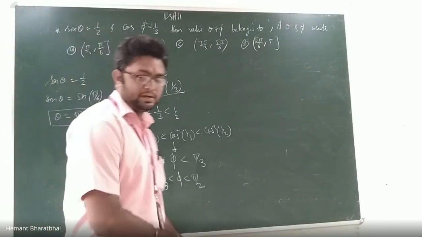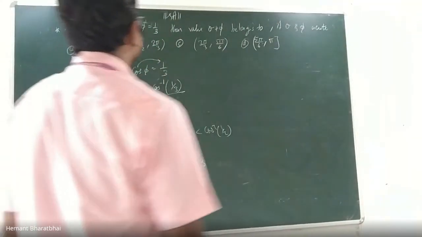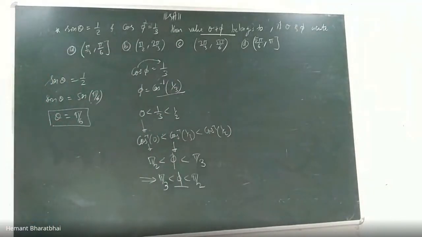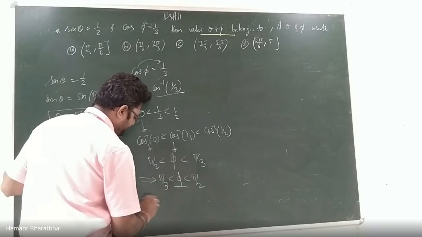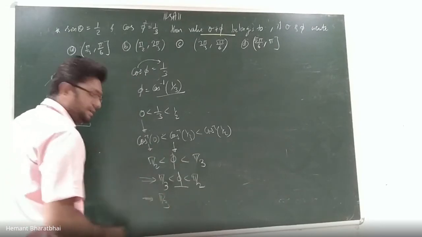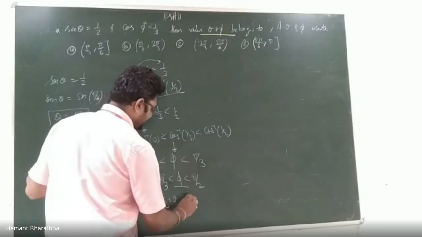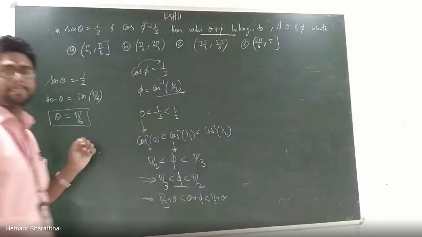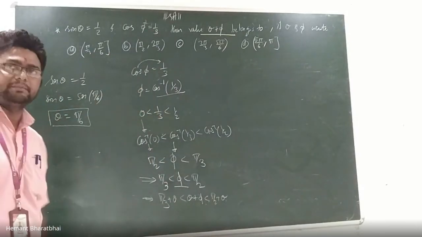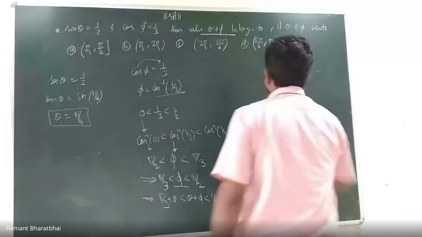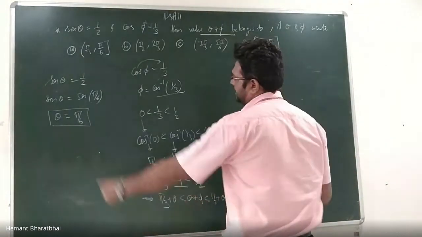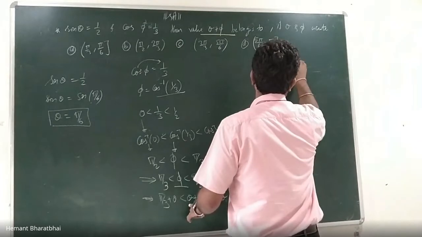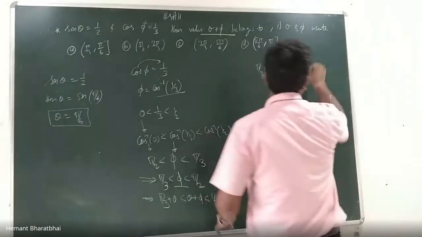Now, he wants us to find out the value of theta plus phi. So I have got this phi, so I'll just add theta. If I add theta, I will have to add theta everywhere. So pi by 3 plus theta is less than theta plus phi is less than pi by 2 plus theta. I cannot bring it from the air, right? If I'm adding, I will have to add on all the sides. The value of theta is pi by 6.